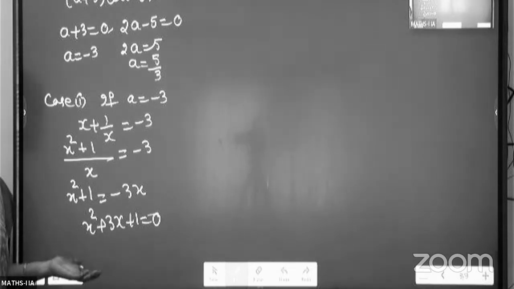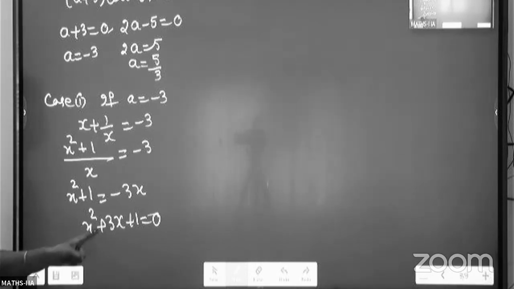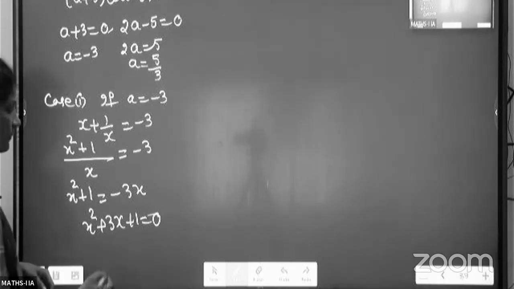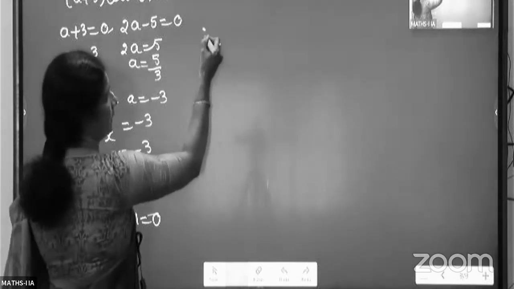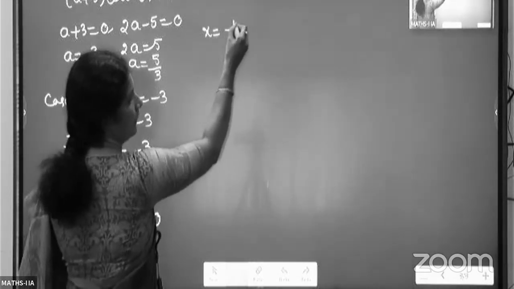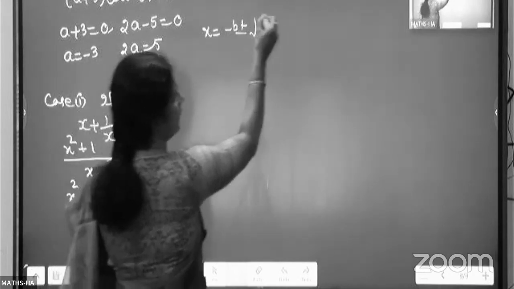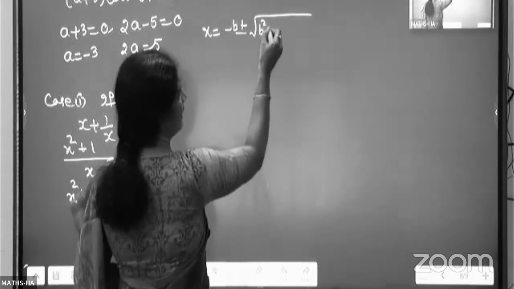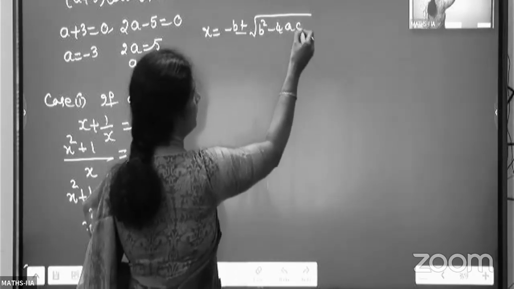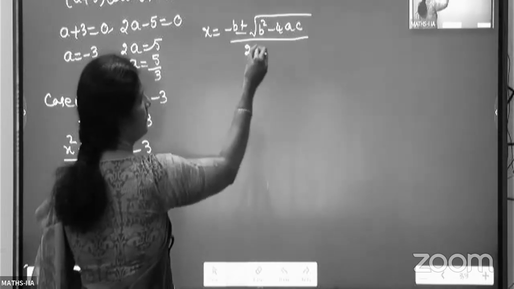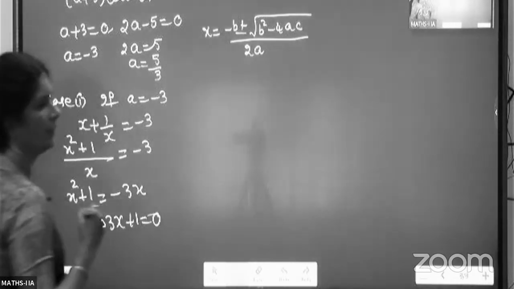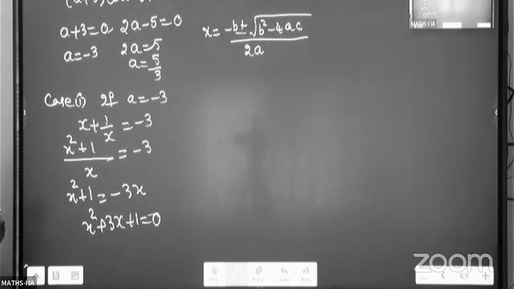Quadratic equation. Do we get factors here? No, because 1 into 1 is 1. We want 3 here. We are not getting any factors. So for that, what do we have to do? You have to go for the formula. When you do not get factors, what is the formula for finding x value? x is equal to minus b plus or minus under root b square minus 4ac, by 2a.